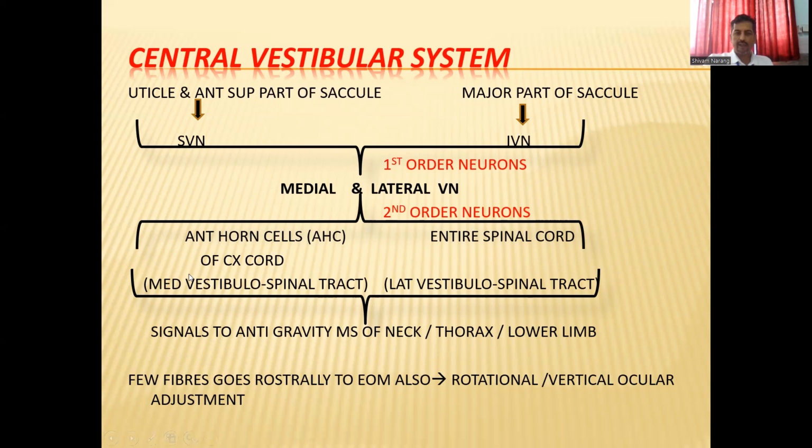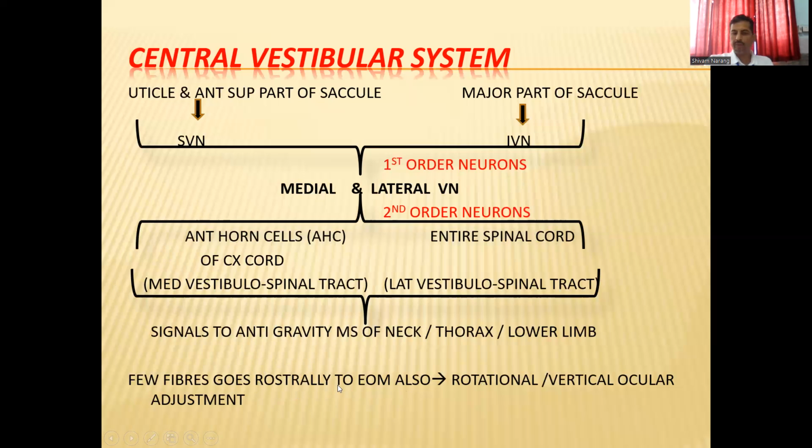Okay, they take the signals from the anti-gravity muscles of the neck, thorax, and the lower limb. Okay, so basically, if we are standing, the anti-gravity muscles of the lower limb, back, and the cervical muscles are always at work, and they give signals by which our brain assesses our position or posture in space, or the orientation of the posture in space. Some of the fibers from this vestibular nucleus go rostrally to the extraocular muscles also.